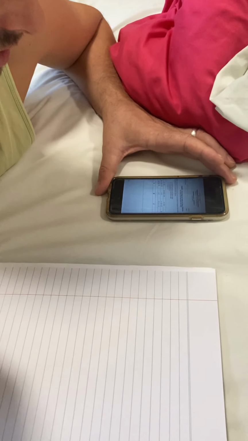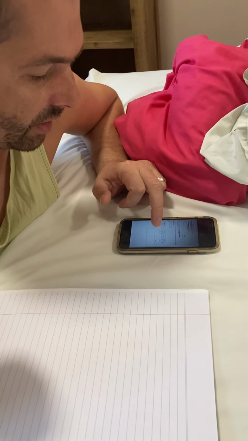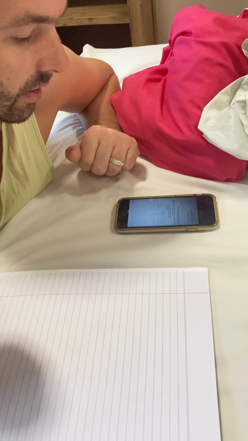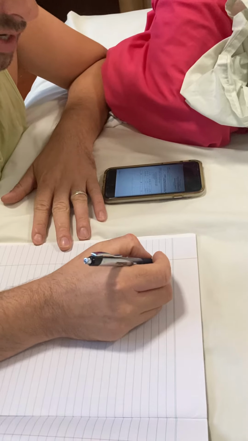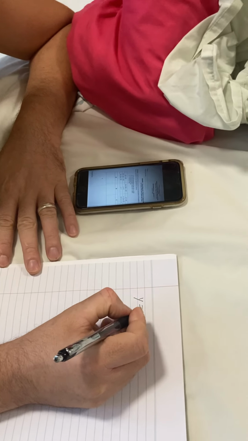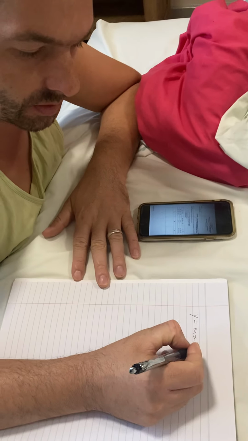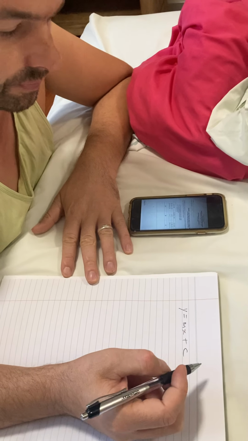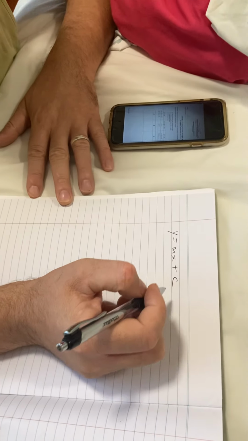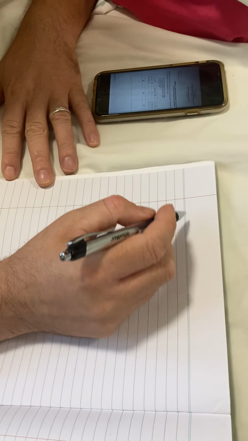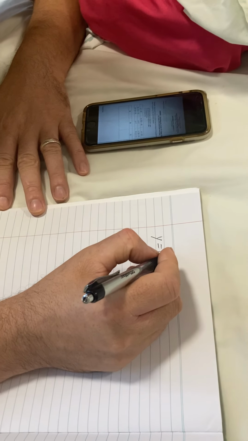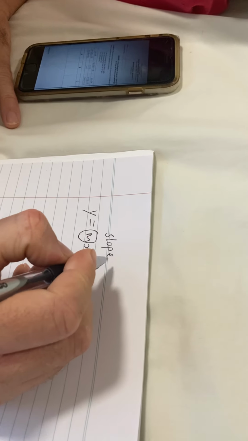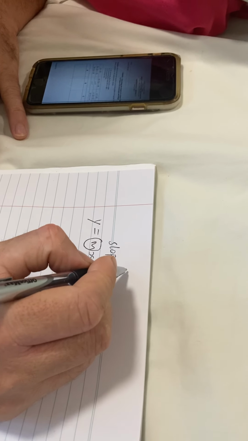So yeah, this is all about describing the graphs of linear equations. The equations here are a little bit complicated, so it's probably easier if we simplify it a bit. The basic linear equation is y equals mx plus c. When you arrange a linear equation in this format, the m is the slope, which can be positive or negative.